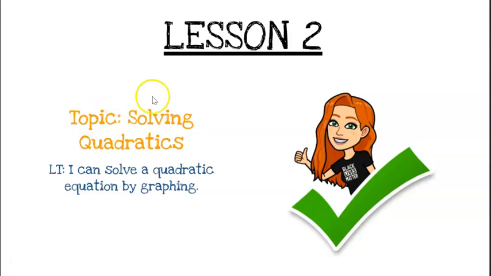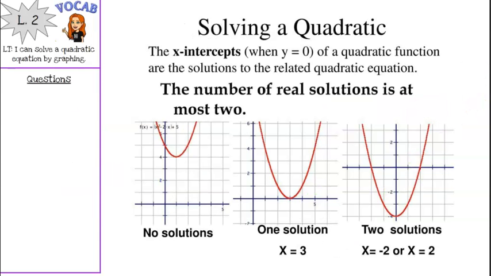Lesson 2, topic: solving quadratics. Learning target: I can solve a quadratic equation by graphing. First off, a reminder: the x-intercepts, or when y equals 0, of a quadratic function are the solutions to the related quadratic equation. So the x-intercepts, graphically, would be seen as where we touch the x-axis.